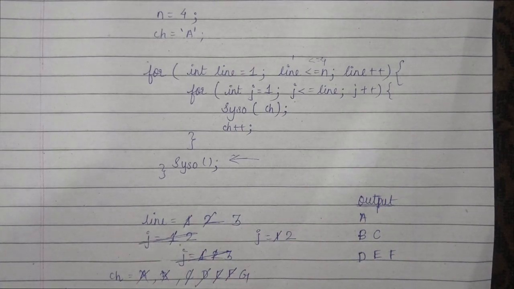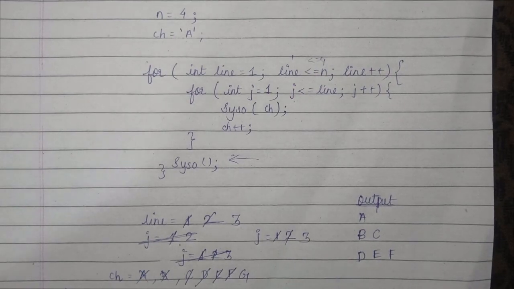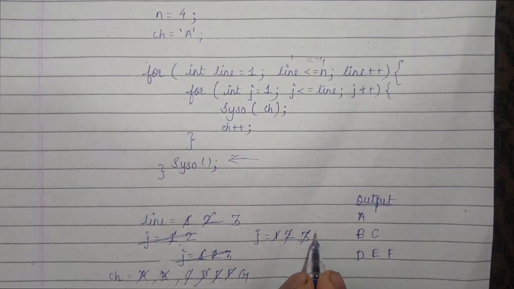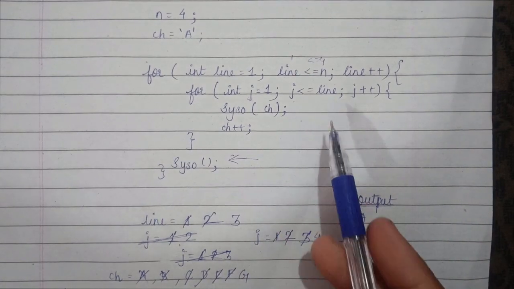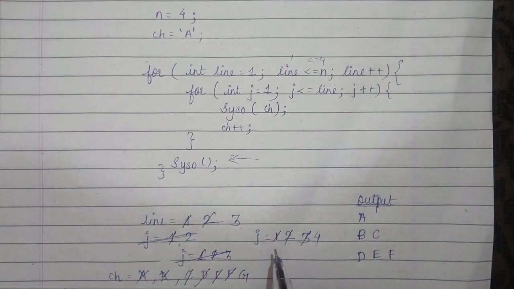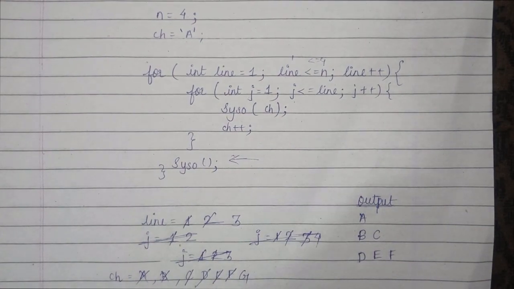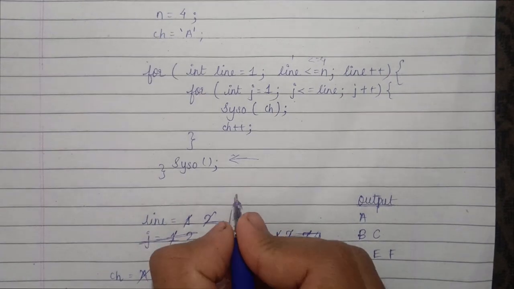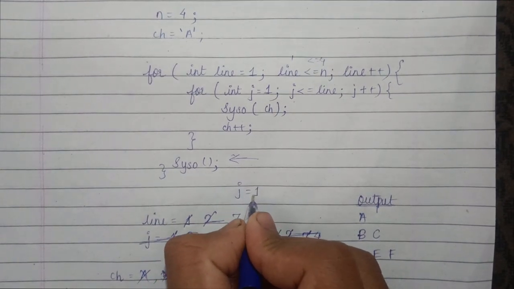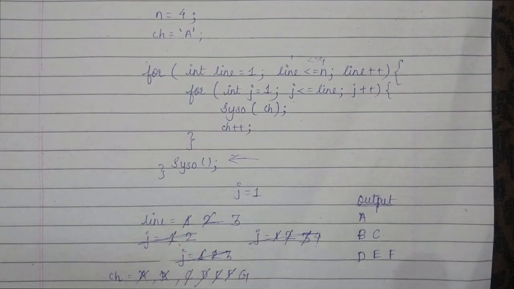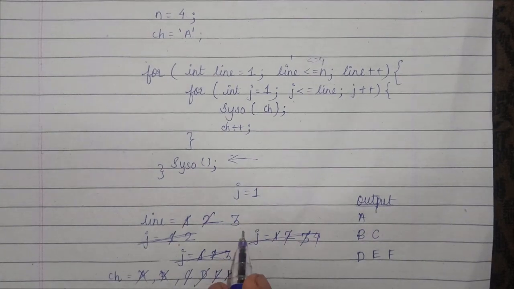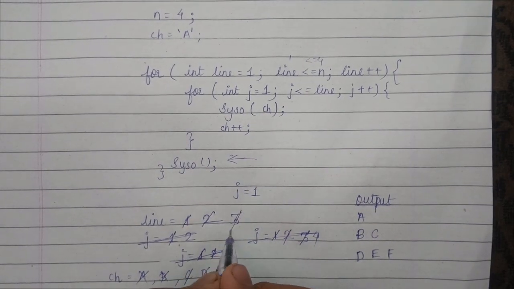Now it will update the condition. j's value has become 4 here. Is 4 less than or equal to 3? Here the condition will be false. The inner loop gets terminated here. Now j's value is again initialized to 1 only. After terminating the inner loop, j's value again gets initialized to 1 only. Now the outer loop gets updated. The outer loop's value is now 4.